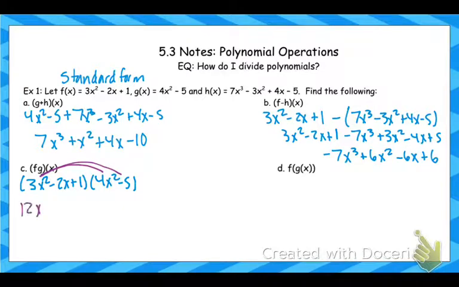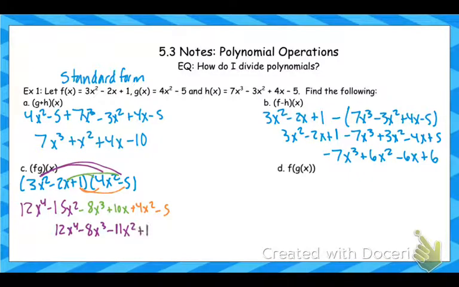So this would be 12x to the fourth minus 15x squared. And then we go on to the second term. Minus 8x cubed plus 10x. Then we'd have plus 4x squared minus 5. Then we'll go ahead and combine our like terms together. Go in order from highest degree to least degree. So 12x to the fourth minus 8x cubed. Combine our like terms together. And we have our polynomial.